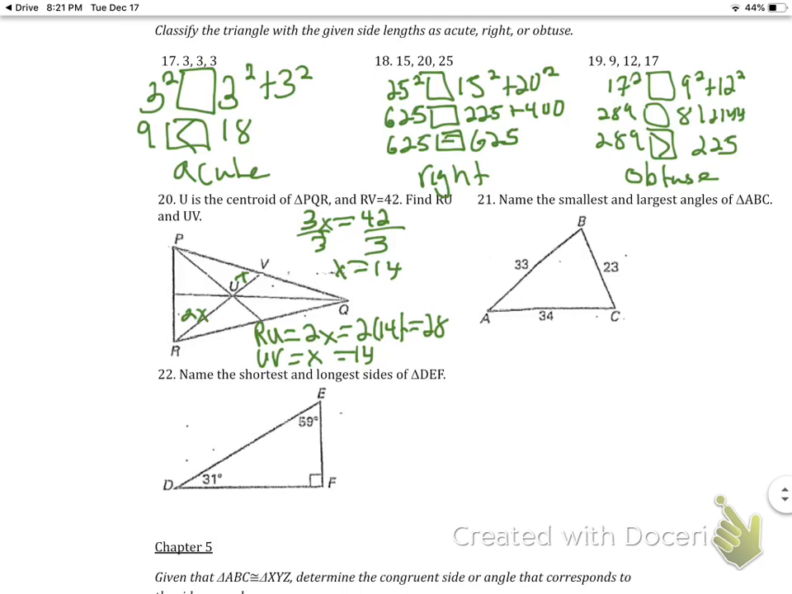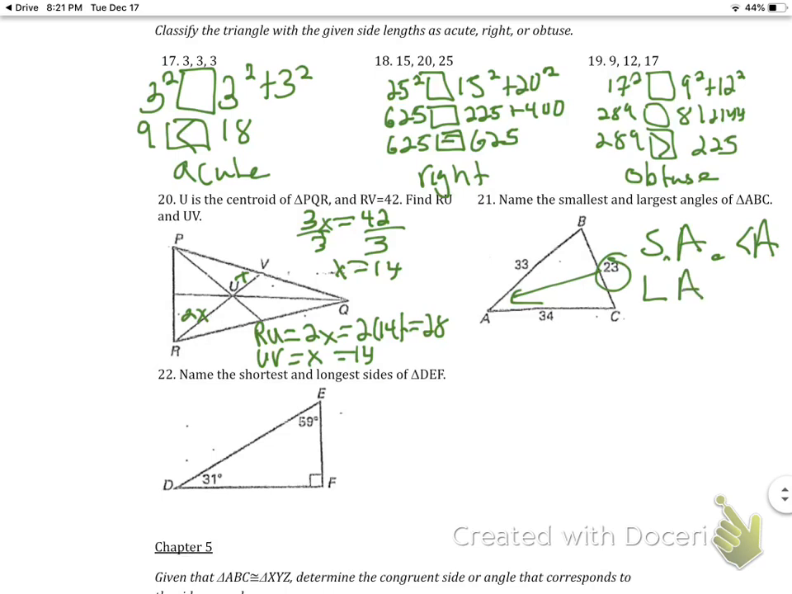This one says you're going to name the sides from smallest to largest. Oh, let's try this again. Name the smallest to largest angles. So remember, smallest to largest. So the smallest angle is going to be across from the smallest side. We said that's going to be the 23, so the angle across from that is angle A. So angle A is going to be our smallest.